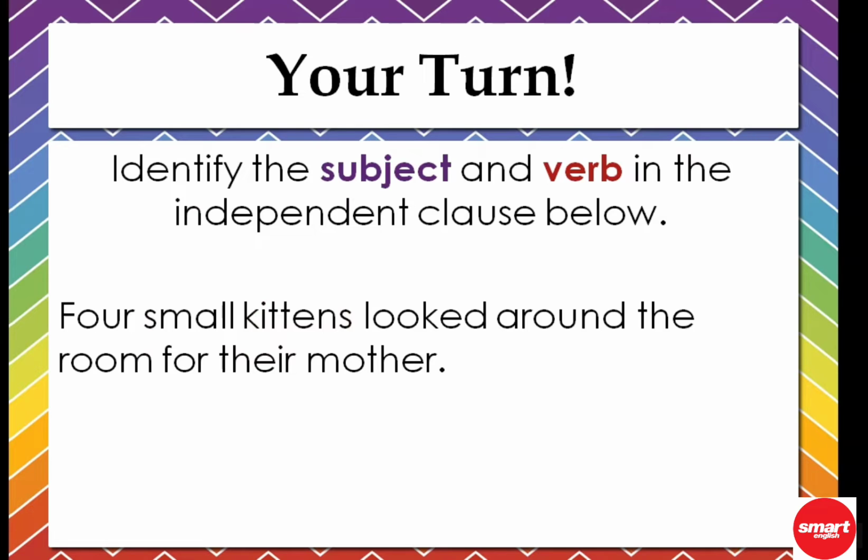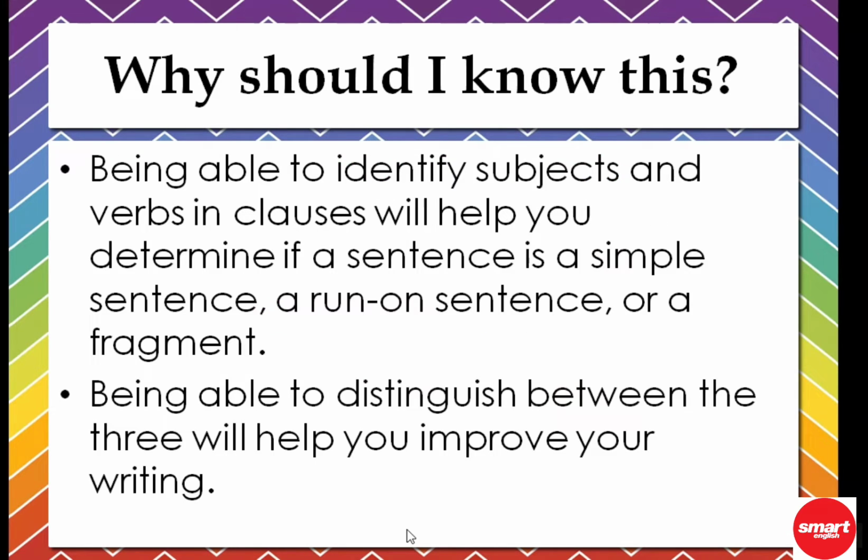Now it's your turn. Identify the subject and verb in the independent clause below. Four small kittens looked around the room for their mother. Where is the subject? Yes, kittens. Four small kittens. Where is the verb? Looked. So we have here a complete thought, so we have an independent clause.